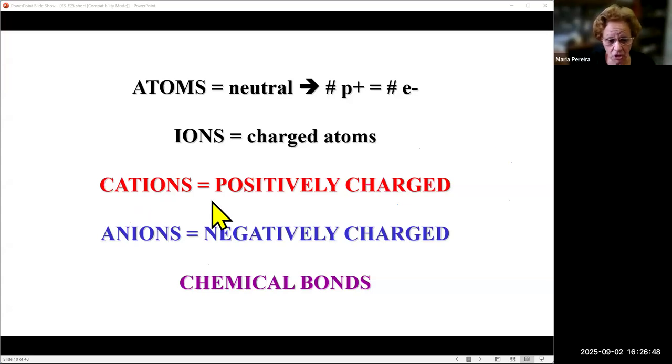If they are positively charged, that means they have more protons than electrons, and those are known as cations, positively charged ions. If they have more electrons than protons, they become negatively charged, and they're known as anions. So these cations and anions can form chemical bonds.